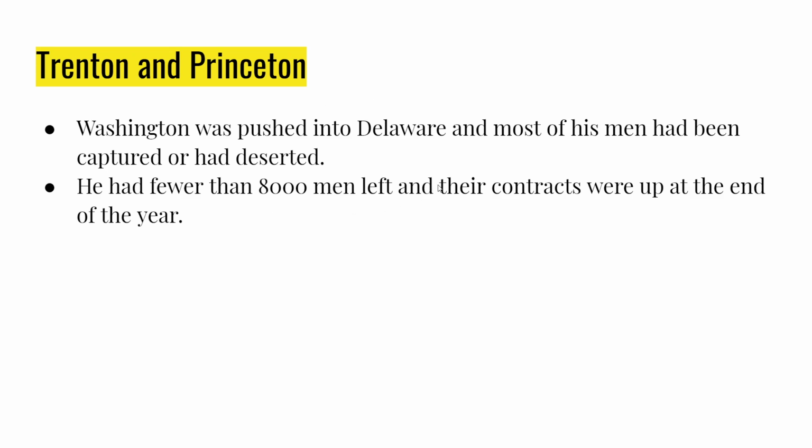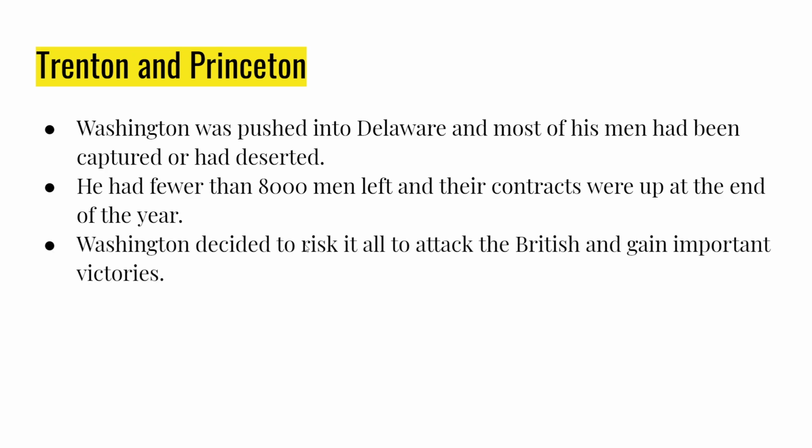Of those 8,000 men, most of their contracts were up at the end of the year. So he's a breath away from losing this war, and he realizes it. He knows that when your back is against the wall, you've got to do something desperate. And that's what he does. Washington decided on a very risky attack on the British, a surprise attack, to gain important victories.